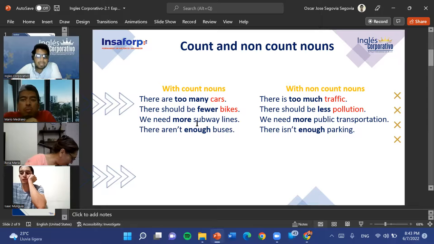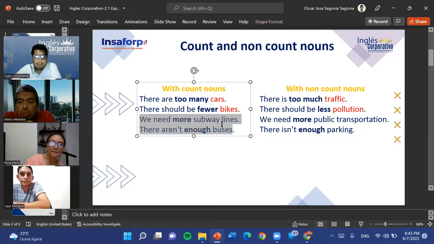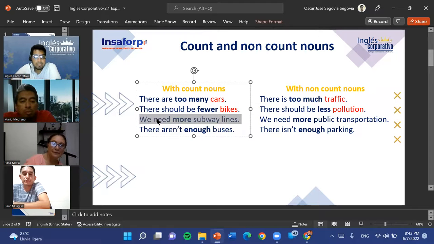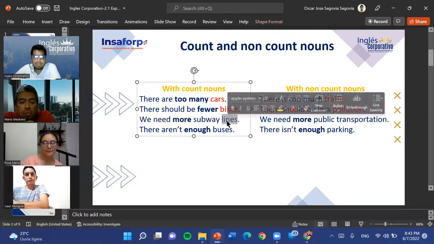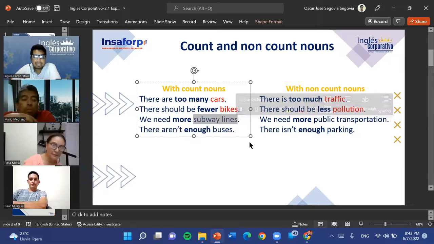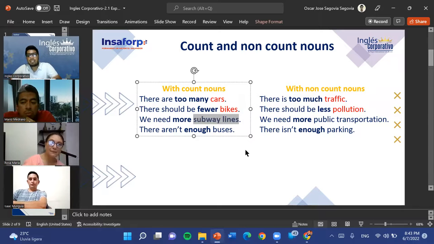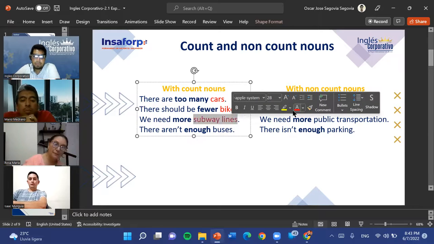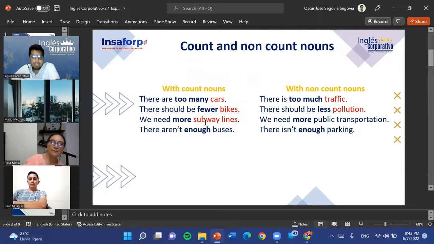Ok, next one up. We need more subway lines. We need more subway lines. Here, when we talk about we need, we are talking once again about necessities in a community, things that people in that community consider to be important. Now, here, probably you guys are going to learn something kind of cool, and is the fact that the restaurant Subway actually got its name because it started as an option for people who were going to work and who took the subway in big cities. So subway is a transportation form.